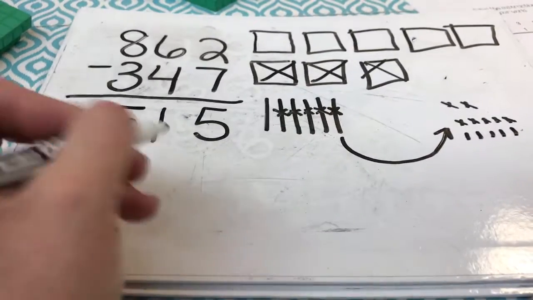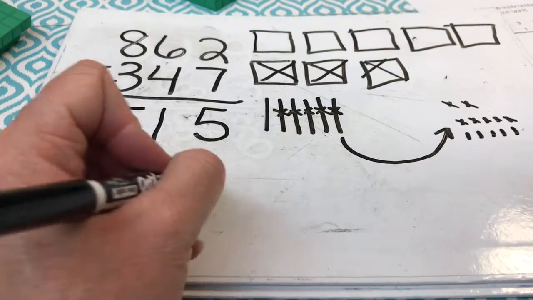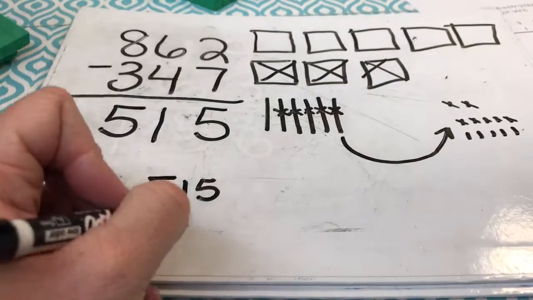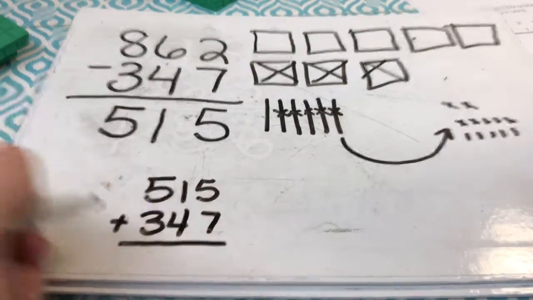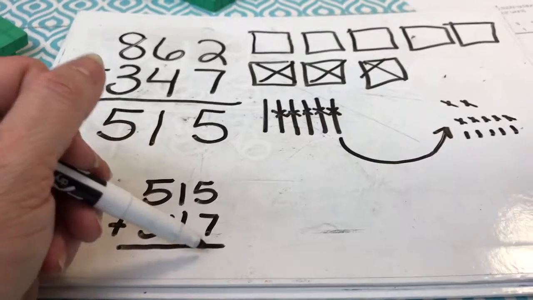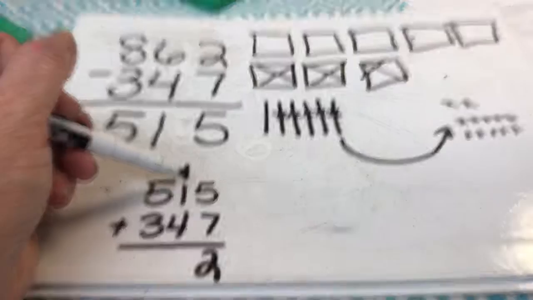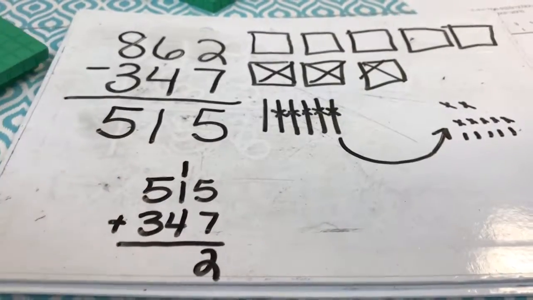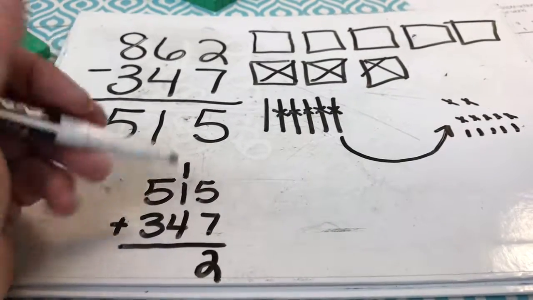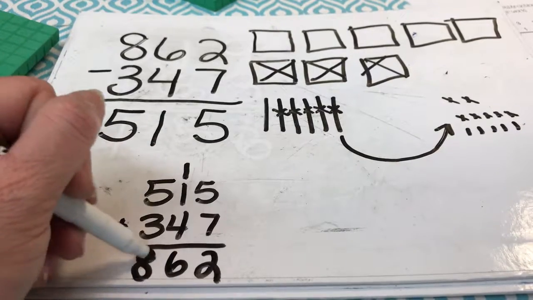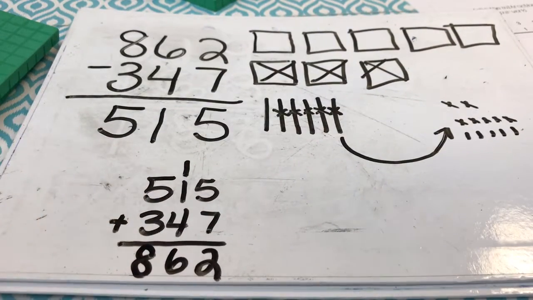Of course, we want to check our work. So 515 plus 347 equals, this would be 12, which is 2 ones and 1 ten. 1 ten plus 1 ten is 2 tens. 2 tens plus 4 tens is 6 tens. And 5 hundreds plus 3 hundreds is 8 hundreds. So that's modeling without using the manipulatives.